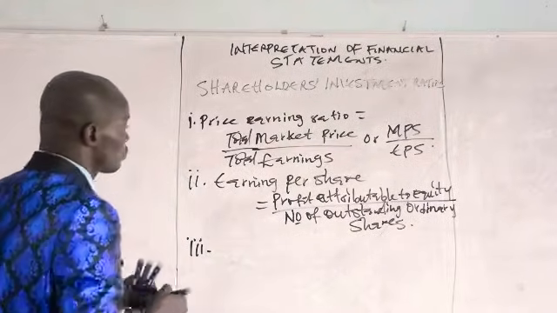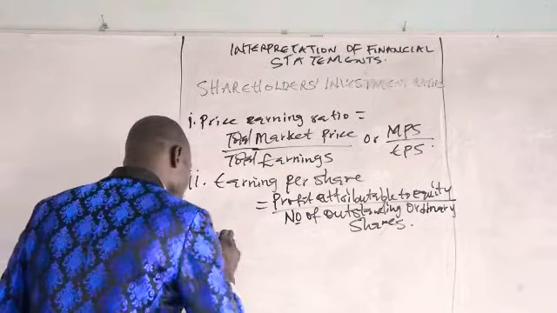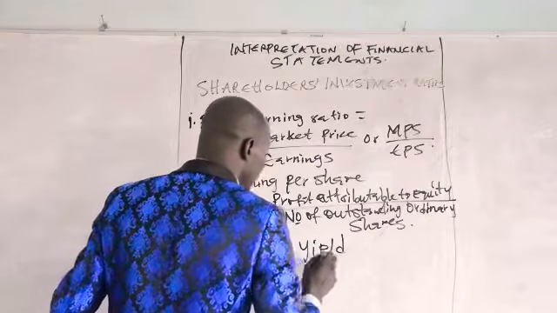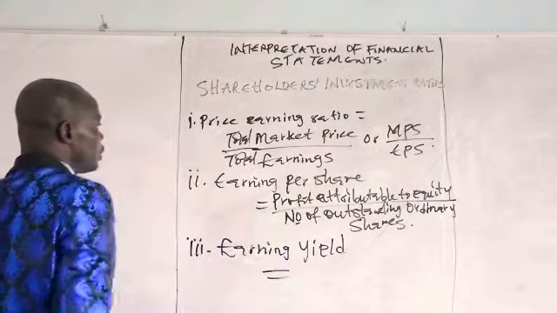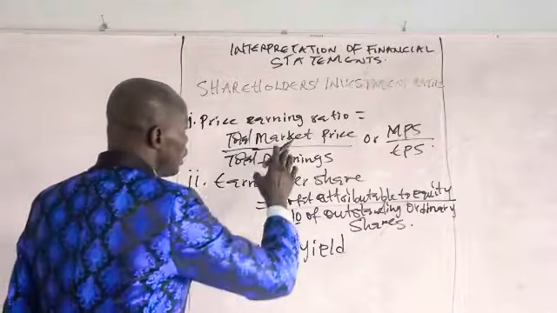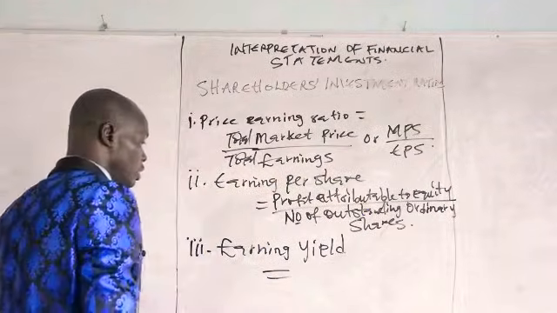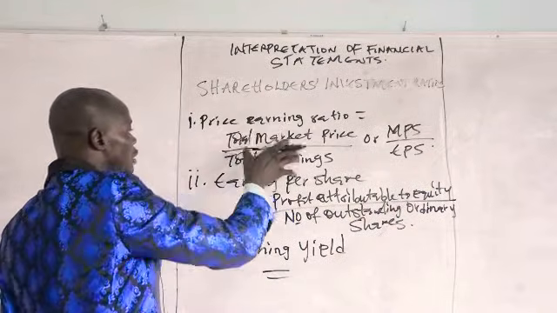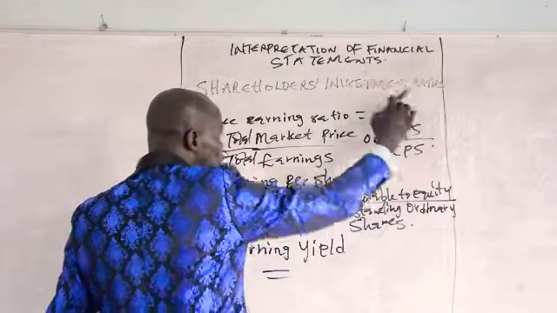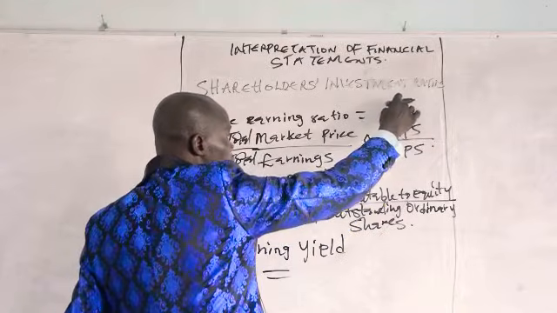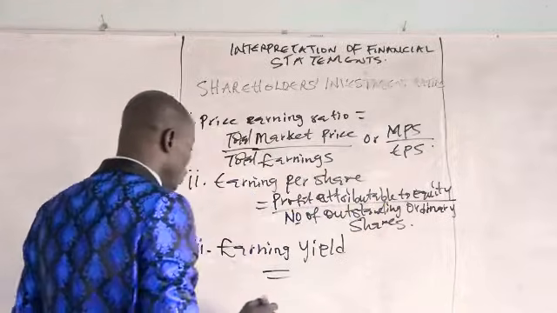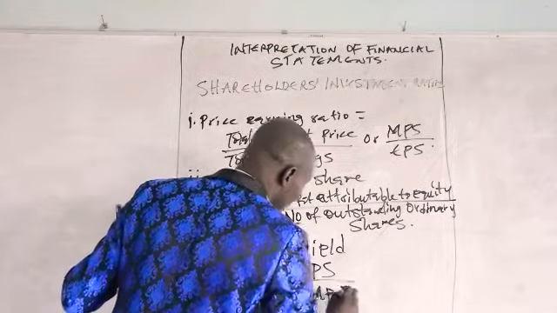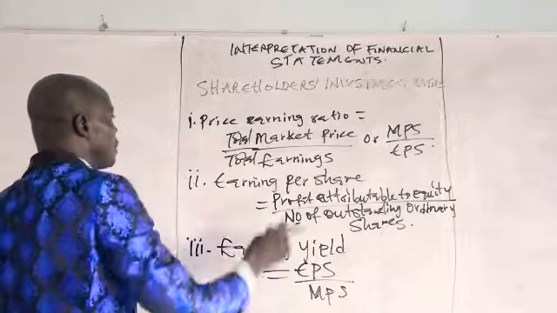Then you have earning yield. Earning yield is just the reciprocal of the price-earning ratio. If the price-earning ratio is market price per share over earning per share, or total market price over total earning, the reciprocal of it will come back to the numerator, while this will come to the denominator. So that means earning yield will be earning per share over market price per share, or you use total earnings over total market price.